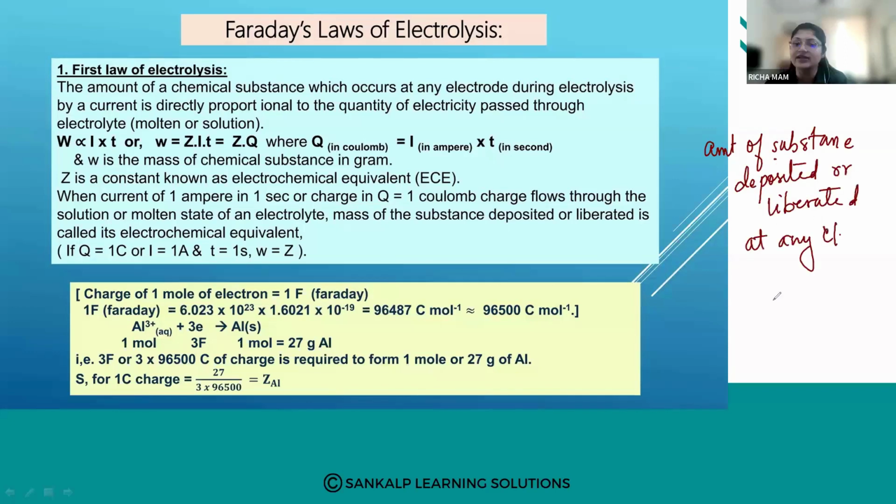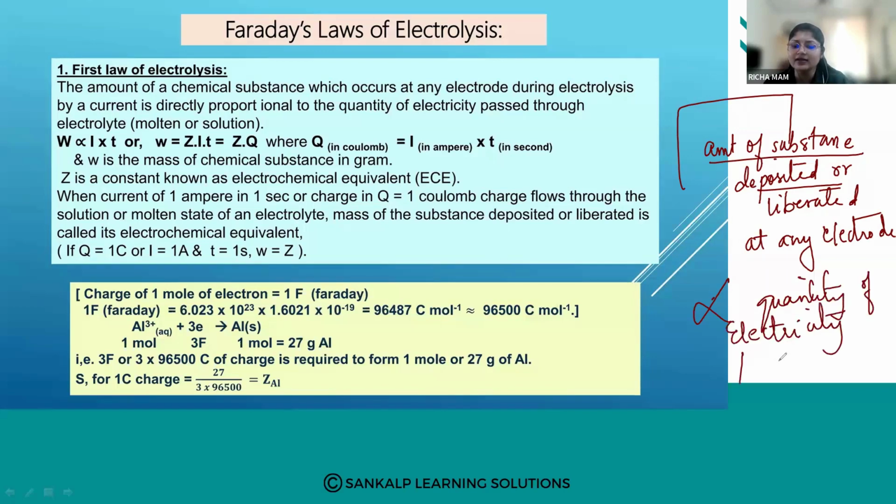It depends upon the quantity of electricity you are supplying. So how much electricity you are passing, that much amount of substance will get deposited or liberated at the electrode. The quantity of electricity you are passing through the electrolytic solution decides the amount of substance that starts to deposit or liberate at any electrode. So this is your Faraday's first law.